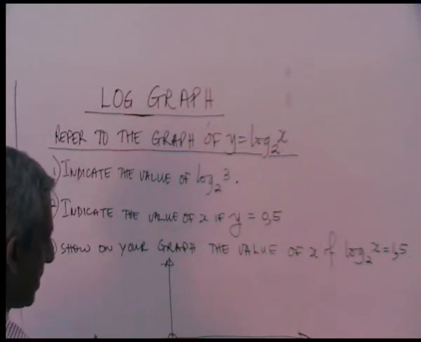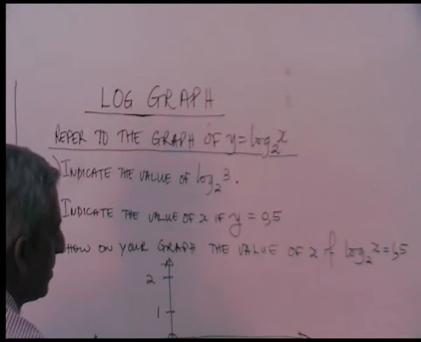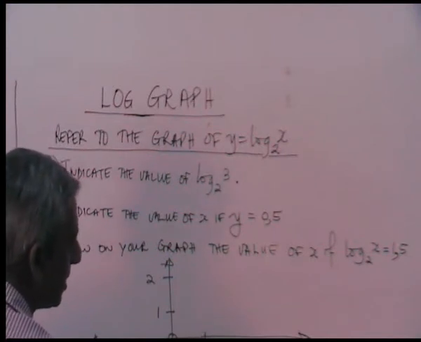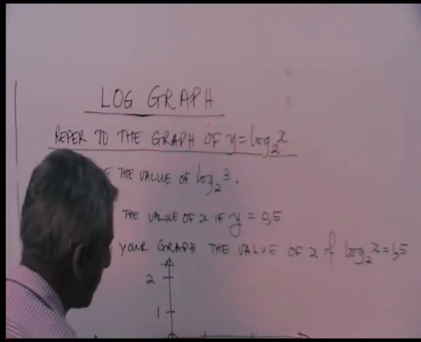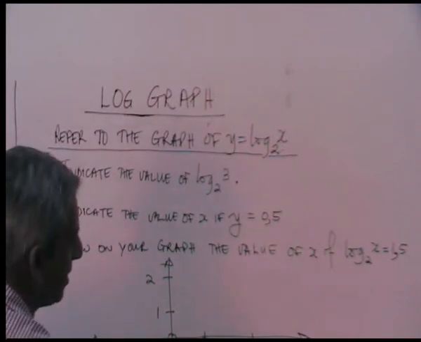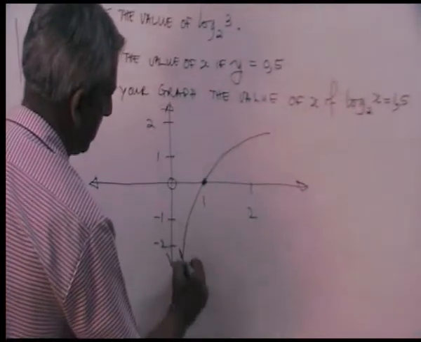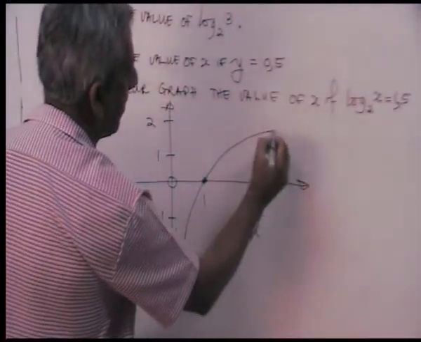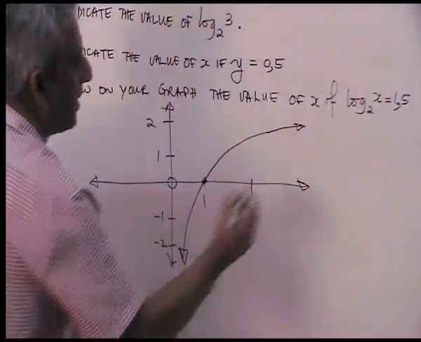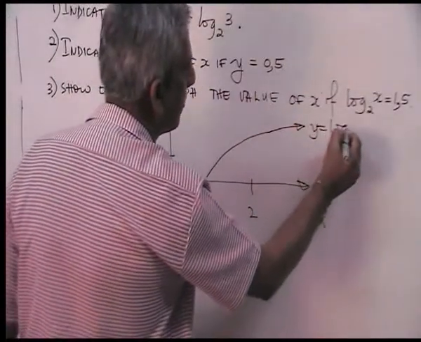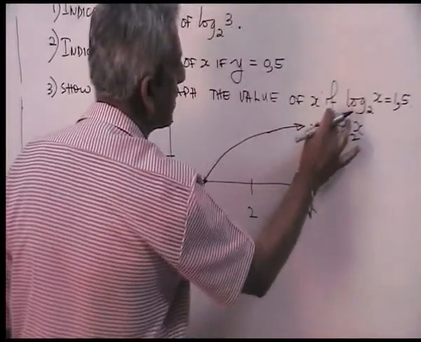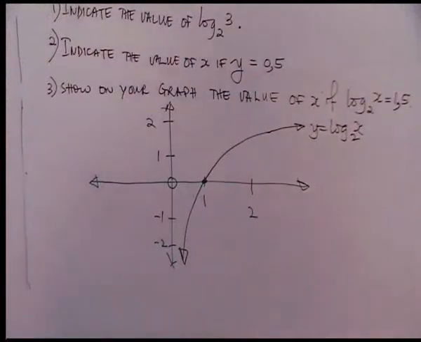So there's minus 1, minus 2, 1, 2, and say that's 1, and that's 2. And there's the graph drawn for you. And that's y is equal to log of x to the base 2. Now the graph is drawn.